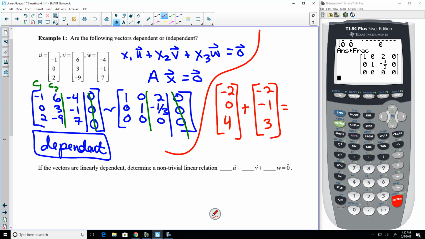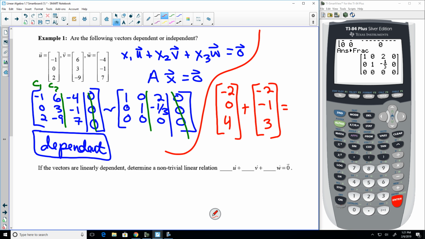What do you get when you add those together? You get w, right? So that means that they're not independent because I can write one of the vectors as a linear combination of the other two. It's 2 times u minus 1/3 v is equal to w, so they're not independent from each other.